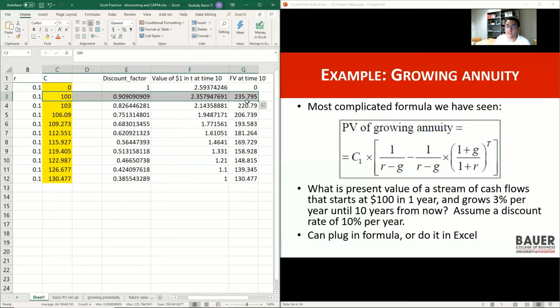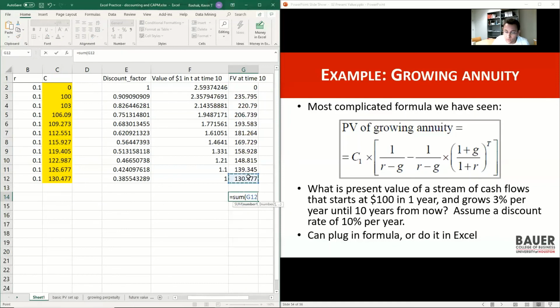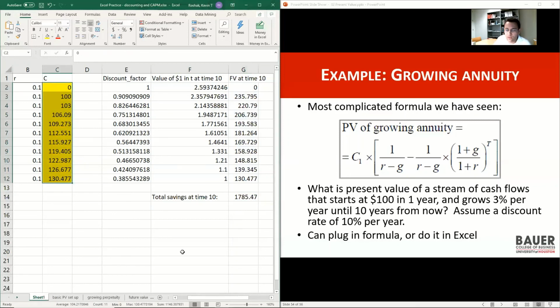So let's imagine that this is a savings plan. You're saving for retirement, you're saving for your kids' education, something like that. You draw out how much you think you can save each period, but you want to know, how much am I going to have total at time 10? Well, you figure out how much each of these is going to grow to time 10, and then you just add everything up again, just like we did with the present value. You can add up a bunch of future values, and this is going to be your total savings at time 10. You're going to have $1,785 if you're saving this amount each period, and you have a discount rate of 10% on your savings.